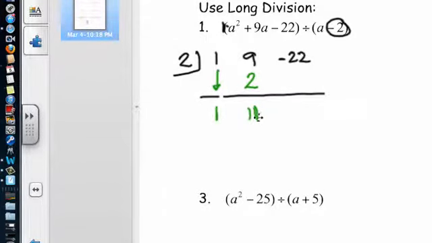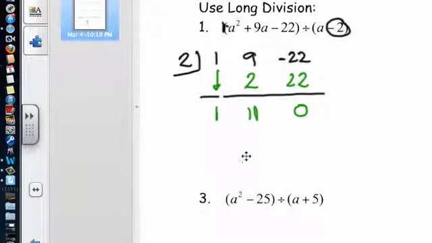Now we go back and do the same thing again. We have a new number dropped down, so we're going to go to our half box and do 2 times 11 is 22. We're going to write it in this spot right here. Again, we add: minus 22 plus 22 is 0. And believe it or not, we're almost done.